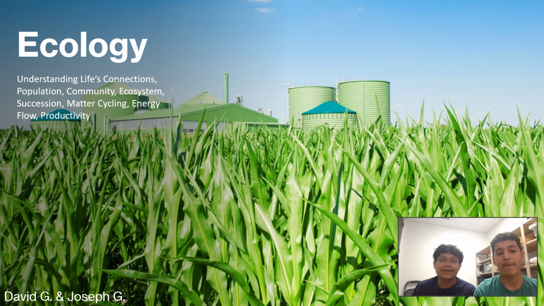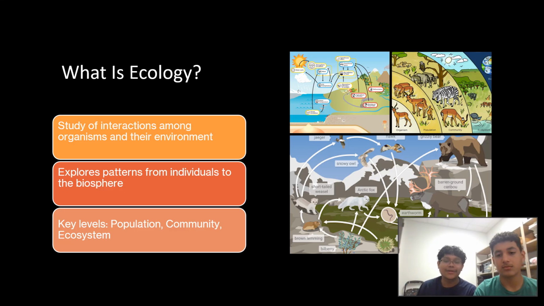In ecology, our concepts are understanding life's connections: populations, community, ecosystem, succession, matter cycling, and energy flow and productivity. What is ecology? The study of interactions among organisms and their environment. It explores patterns from individuals to the biosphere, with key levels: population, community, and ecosystem. As you can see, we have some clear examples here of a food web, water cycling, the environment, and how ecosystems, communities, populations, and individuals work together.